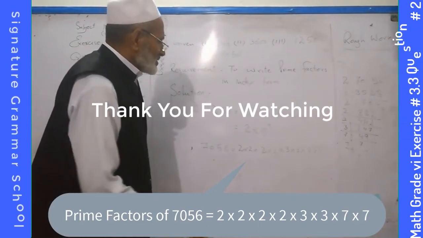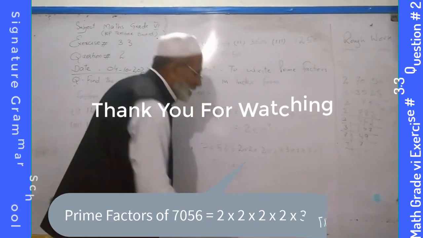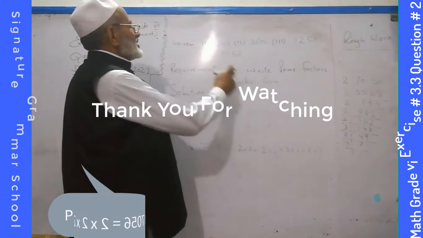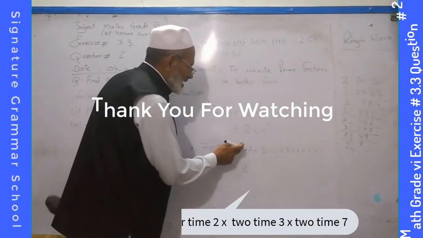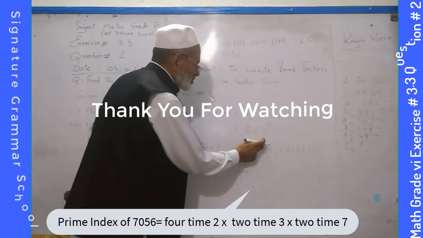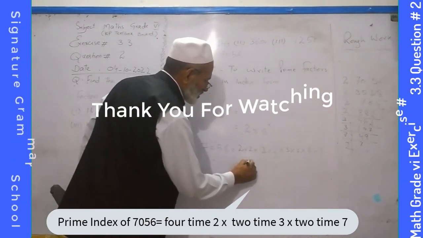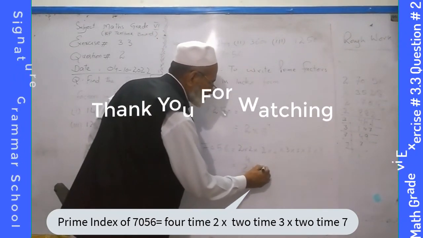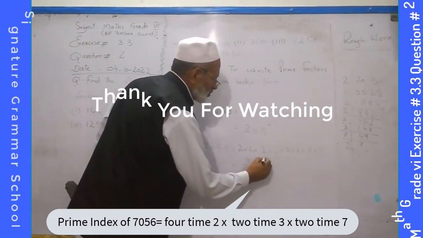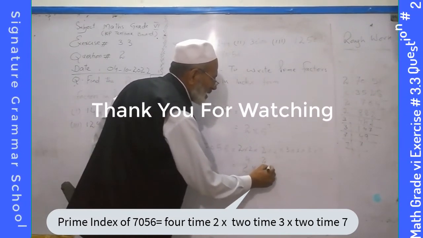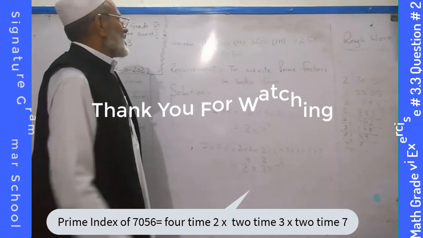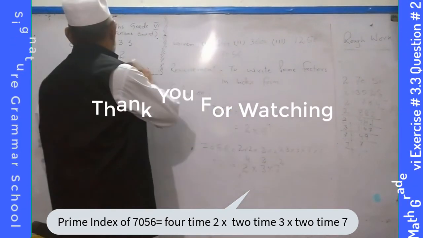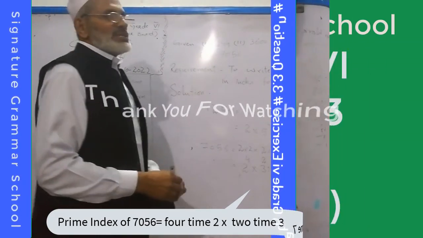Now I am writing these prime factors in the index form. Now I will write here 2 and I will add here exponent 1, 2, 3 and 4. So its exponent is 4 and I will write here 3, 1 and 2. It's 3 is 2 times and 7 is 2 times. So this is the answer of part 4 of question number 2, exercise 3.3.